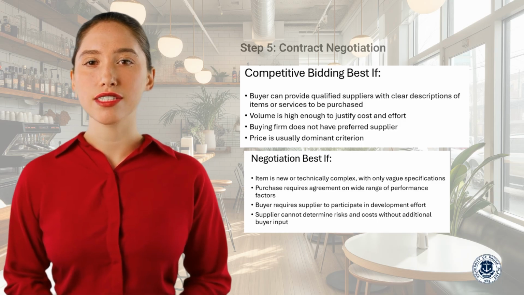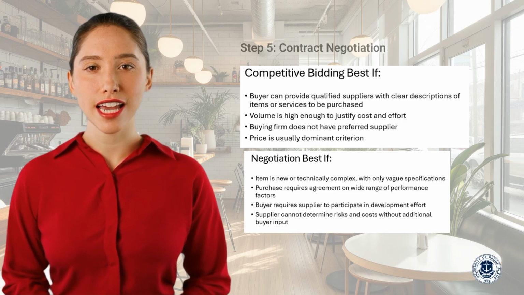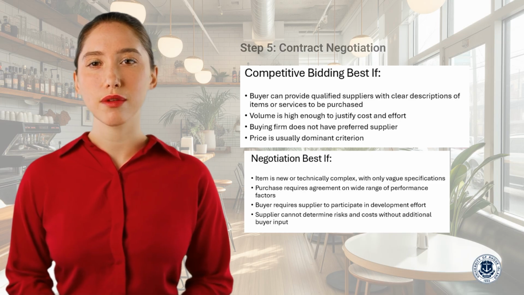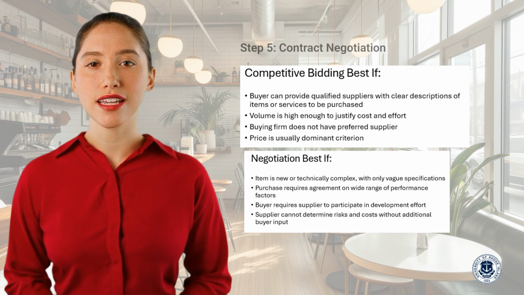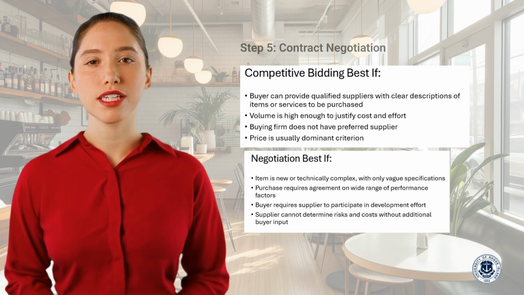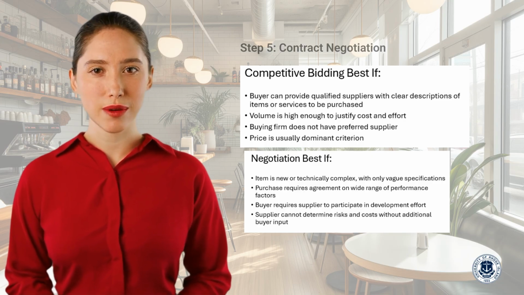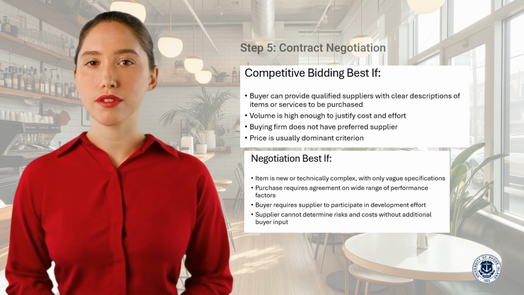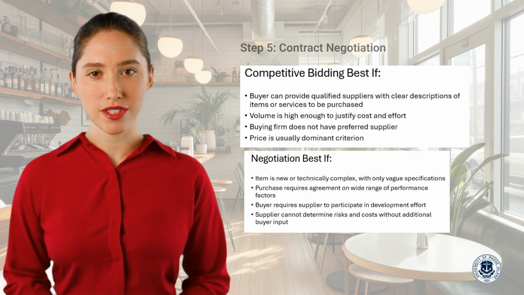Implementation requires clear tasks, timelines, accountability, and communication. Market and price analysis establish fair pricing, contingency plans manage risk, and contracts formalize agreements. Competitive bidding works best when specifications are clear and price dominates. Negotiation is preferred for complex, innovative, or uncertain purchases requiring collaboration.